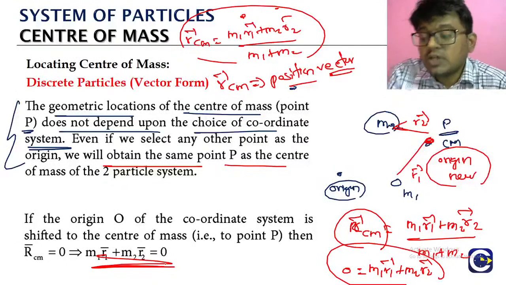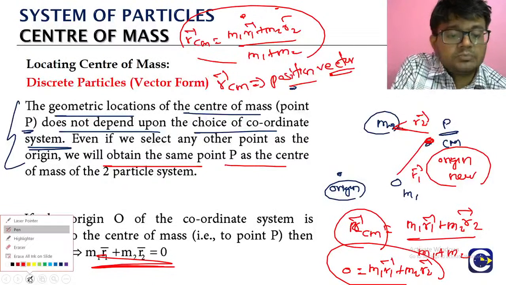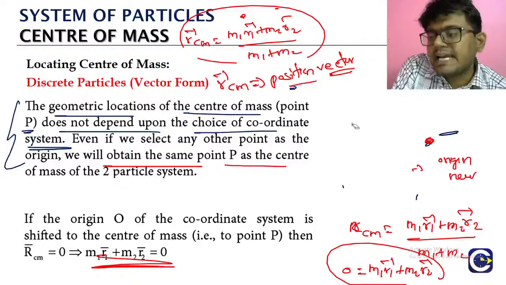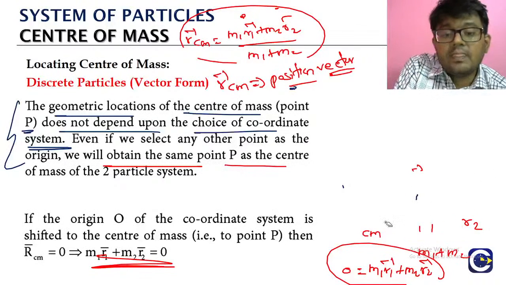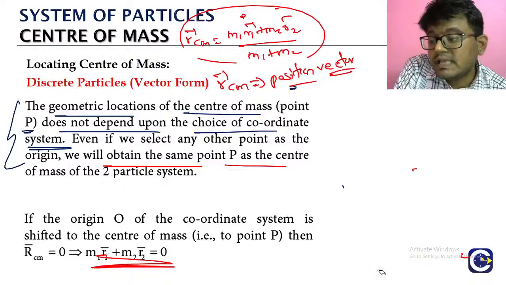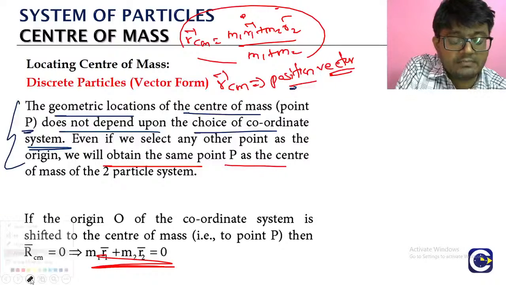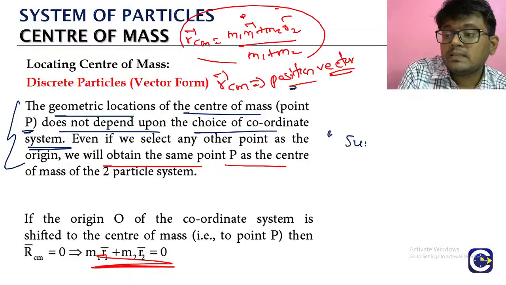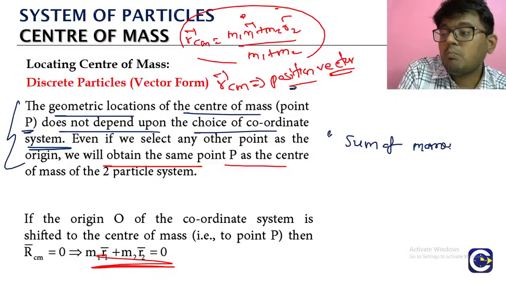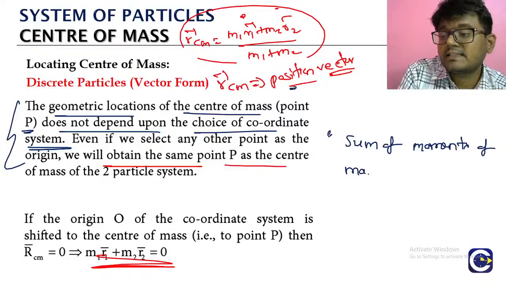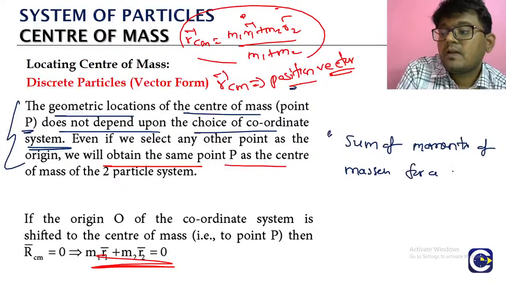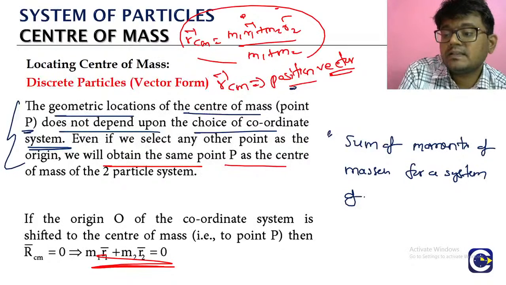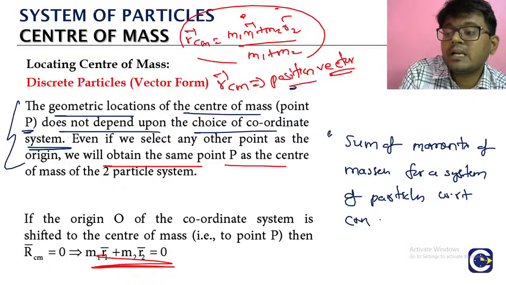This is also in some textbooks, you will see it like a standard statement. I'll just write down the statement, then you will be able to understand the meaning of the statement. The sum of moments of masses for a system of particles with respect to the center of mass is 0.